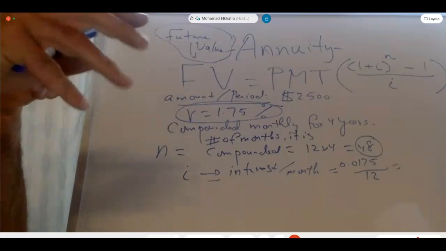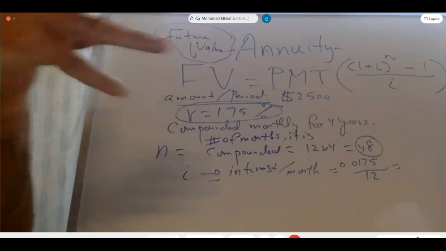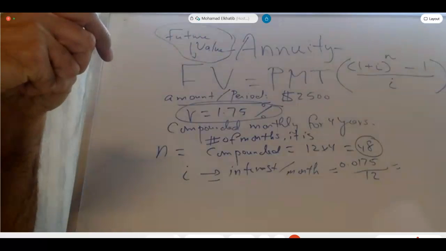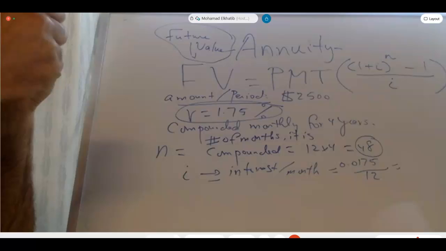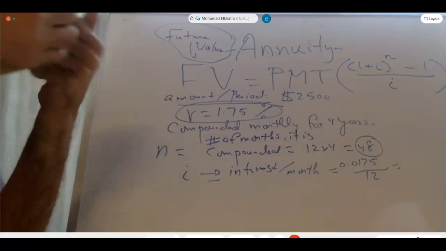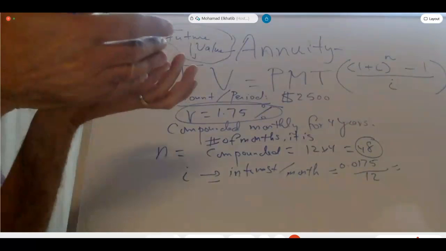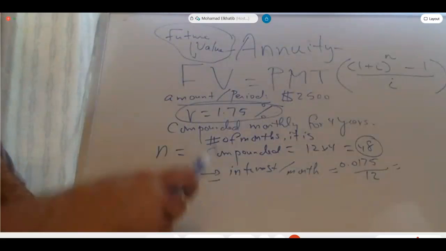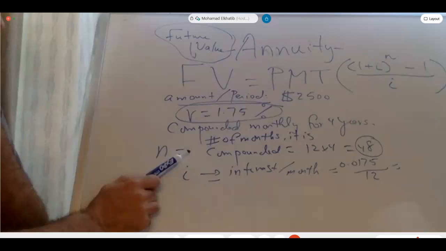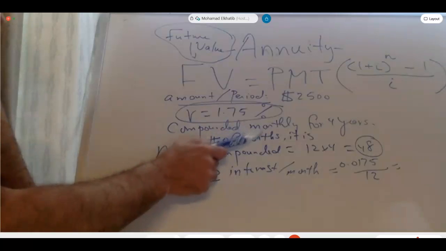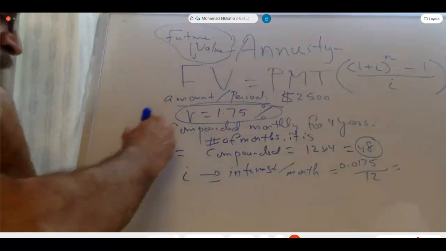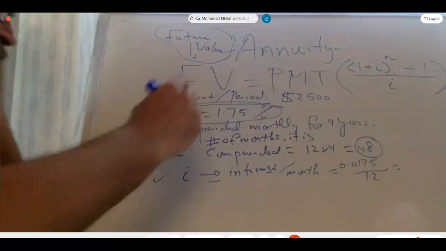N is how many times it's compounded, in months. It's compounded monthly, right? That means 12 months. But I have 4 years. So the total number of months compounded is 48 times. So in order to find N, you multiply how many times it is compounded per year times how many years you have. Is that clear to everybody how I got N and how I got I?